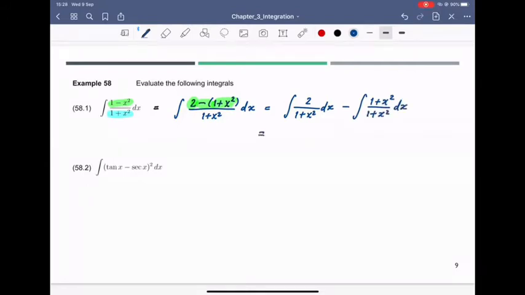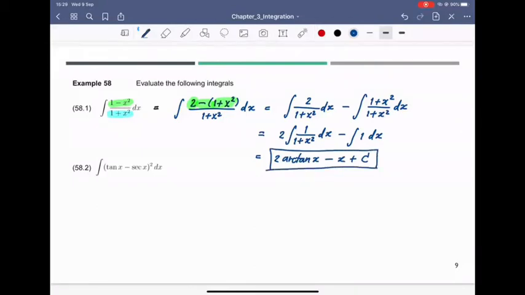And that would be 2 times integrate 1 over 1 plus x squared dx, and then integrate 1 dx. Now you can integrate. That will be 2 times arctan x, and then minus x plus c. So this will be your answer. You can double check by differentiating the answer in the box, and you get back to the term that I have in the question.